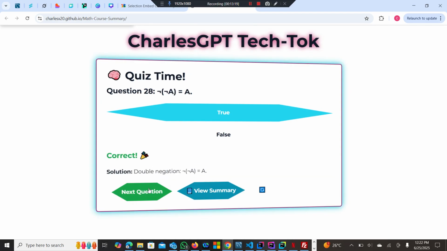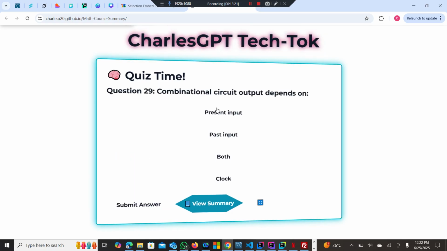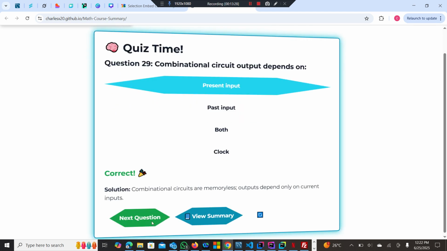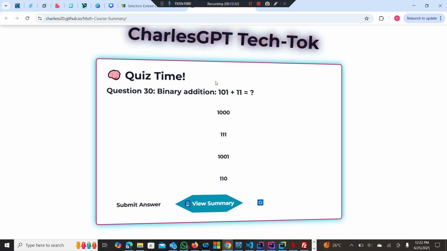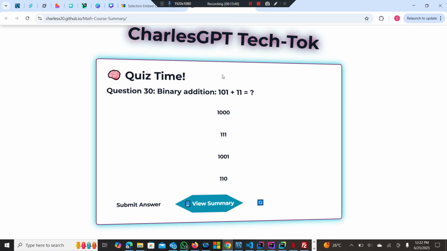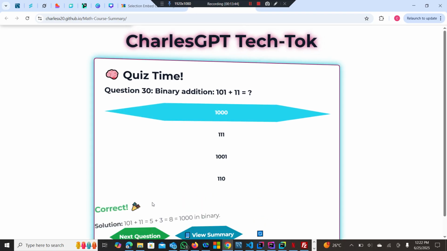You submit. Next question. Combinational circuits depend on present inputs. So it's memoryless. Output depends only on current inputs. Next, binary addition: 101 plus 11. So 110. You carry the 1, 100 110. So that's the answer for this.